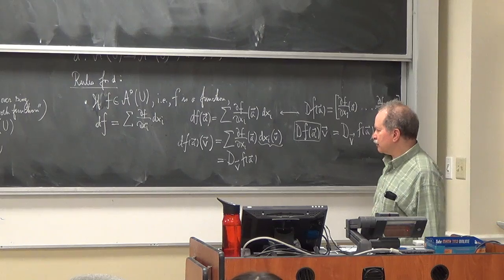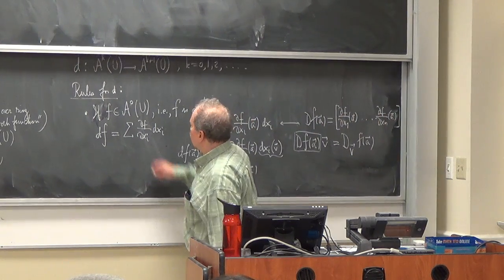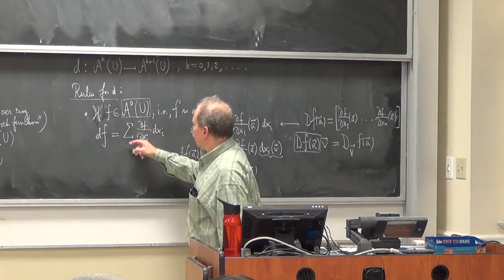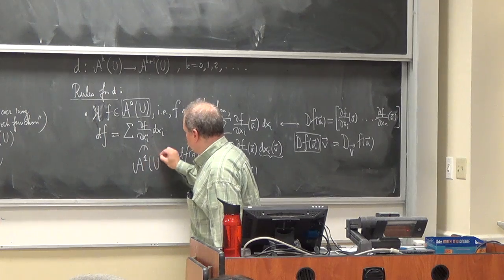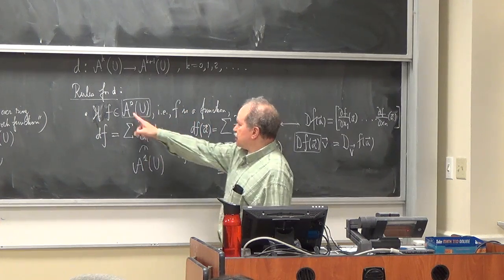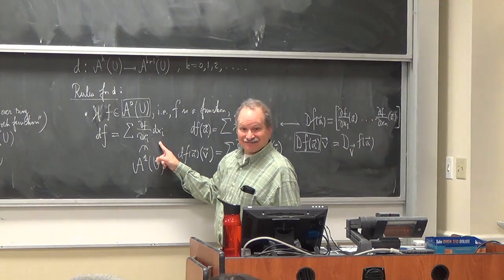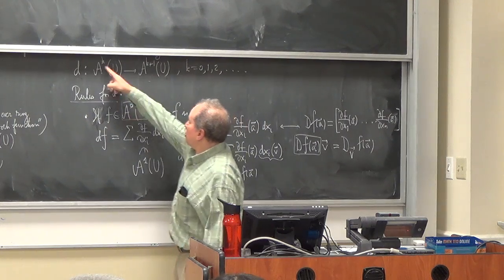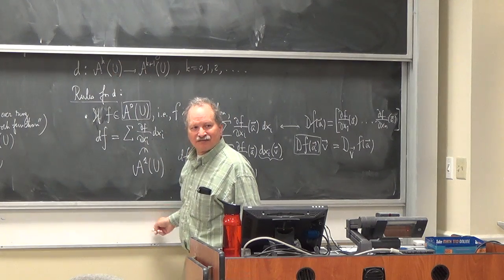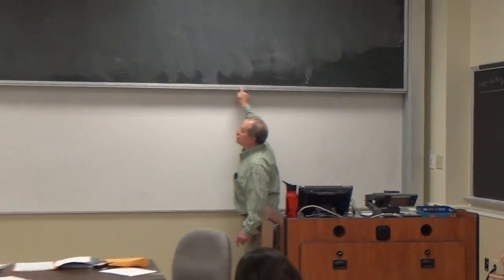What about going from k to k plus 1? Well, here I started in A0, and this is in A1. I started with a 0 form, and now I've got a 1 form. So I've gone from 0 to 1 so far. Now I'm going to tell you how to do it in general, then we're going to do a bunch of examples.